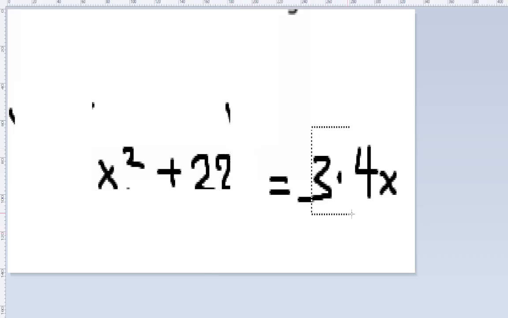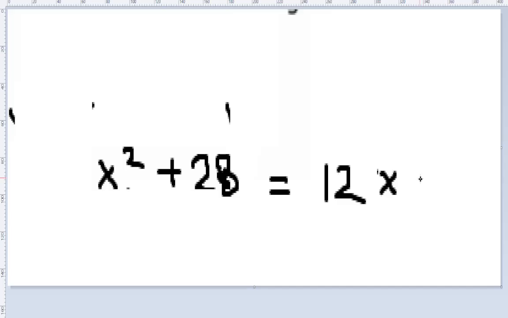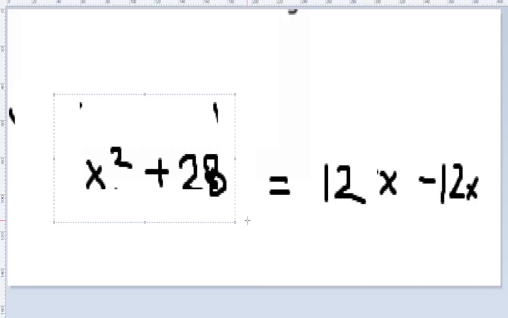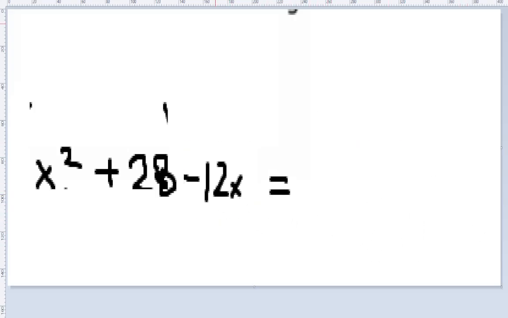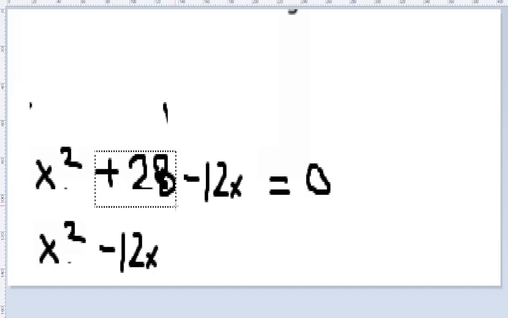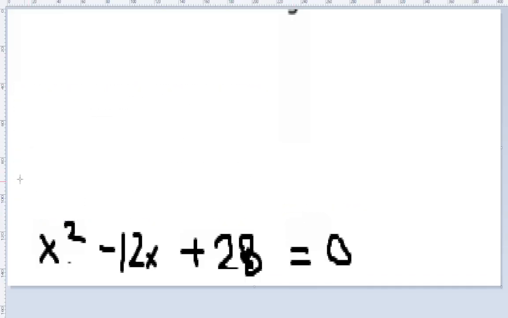And on the right, it simply becomes 12x. We're still not done. This looks like a quadratic. You can't quite see it. X squared plus 28 is equal to 12x. But I can subtract. I can make it 0 on the left side. If I subtract 12x from the right side, I have to do the same on the left side. It becomes 0 here. And over here, if I rearrange it, it becomes a quadratic. It's not a solvable or factorable quadratic, but it's a quadratic.